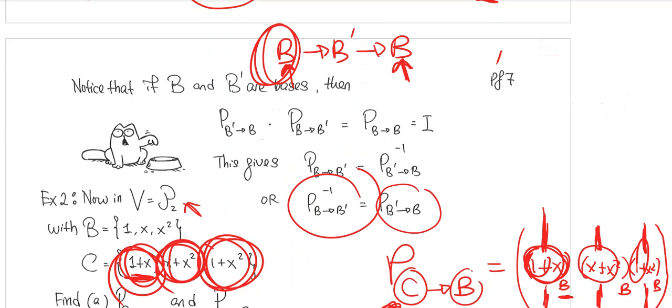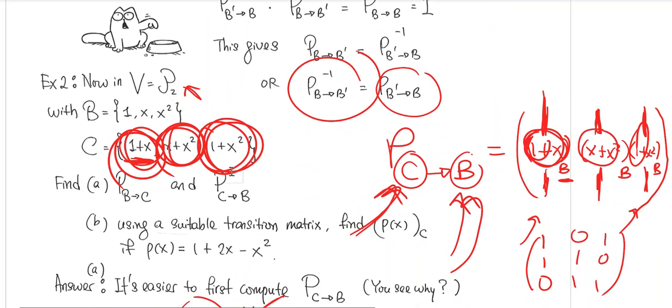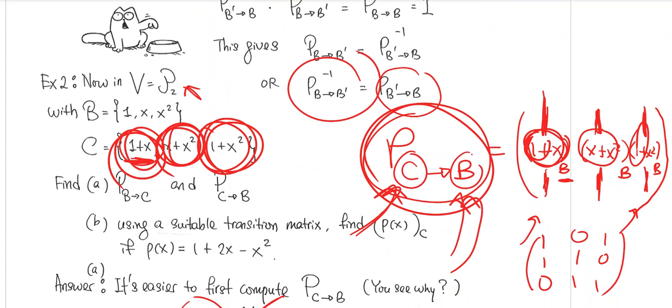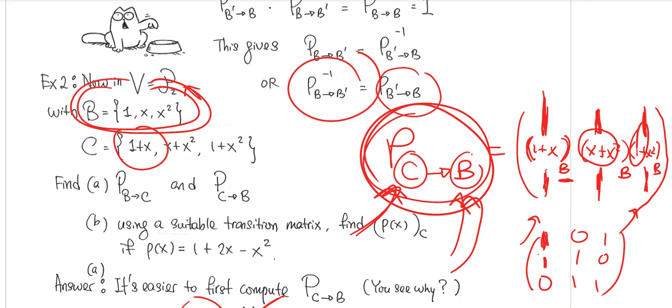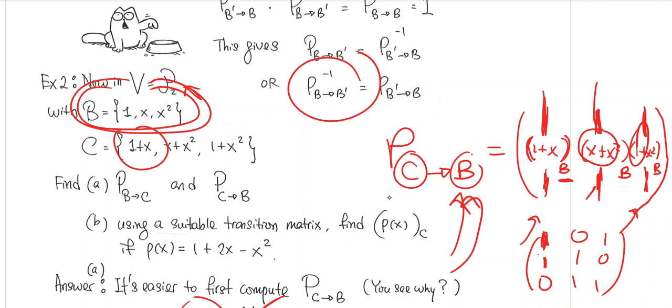Okay, so why is this important? This is important because, as you can see from this example, it is so easy to compute this matrix. Why is it so? Because this is a standard basis, so we just need to write 1 plus x as a coordinate with respect to this basis. That's a standard basis, so you just read 1, 1, 0. It's pretty easy. And the coordinate for this is 0, 1, 1, very easy. So this is a very easy transition matrix. That's my point.